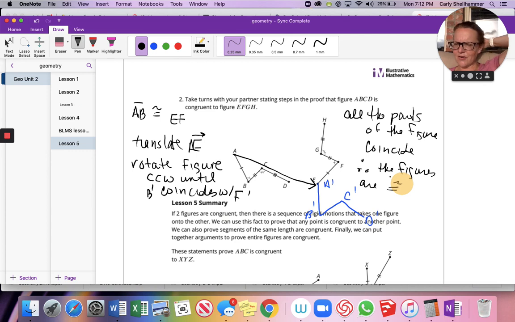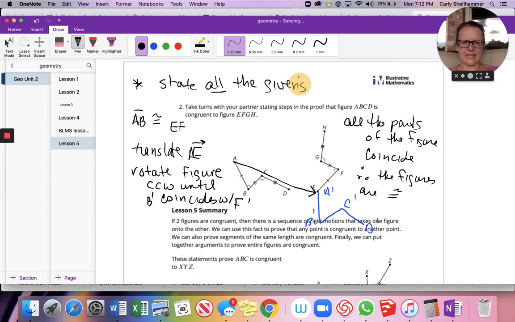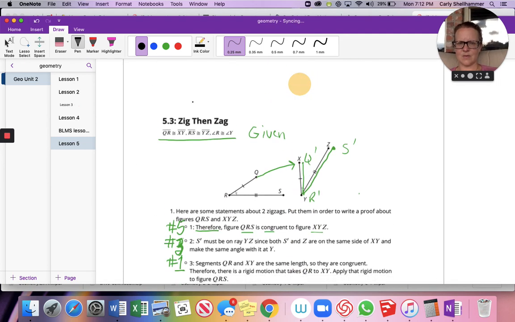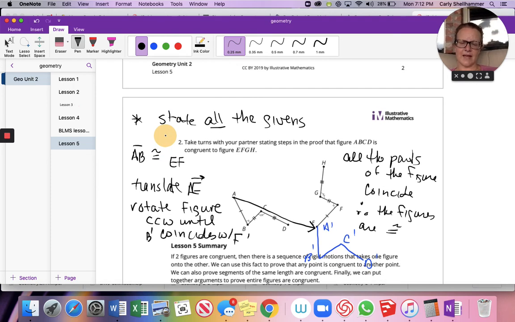Okay? I know my proof is pretty lame compared to theirs on the last page, but in proving that figures like this are congruent, you're just trying to prove that each piece and part are congruent. And actually, up here, we should state all the givens, just like they did in this one right here. Okay, they stated all the givens. We should have done that in our proof also. Okay, that would have made it mean a lot more.